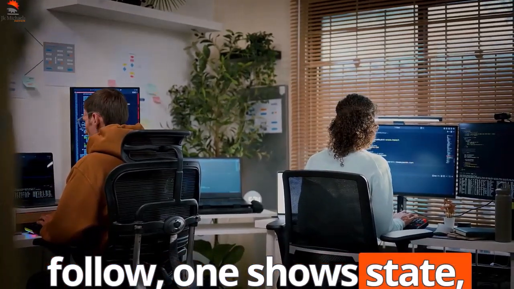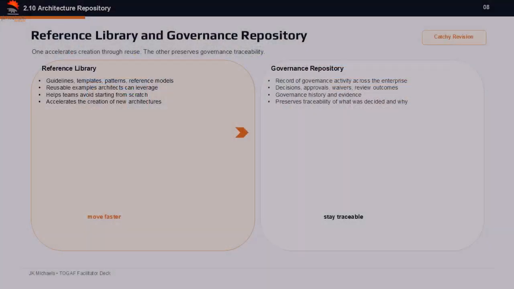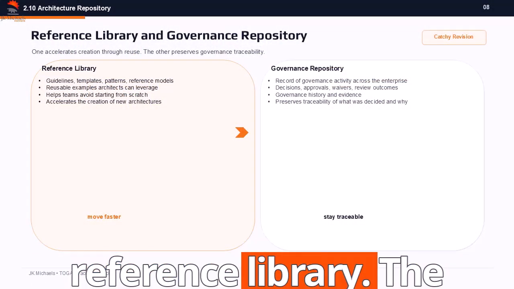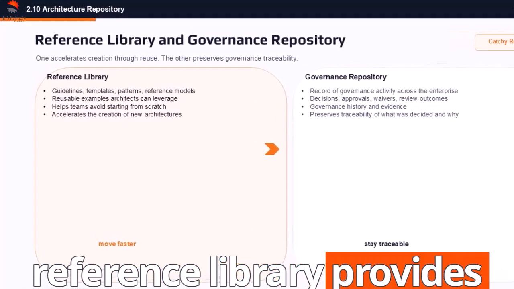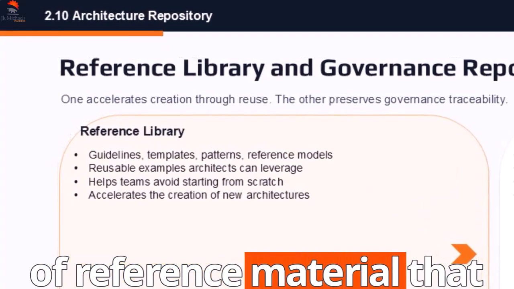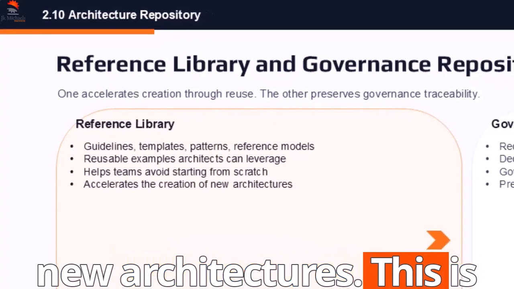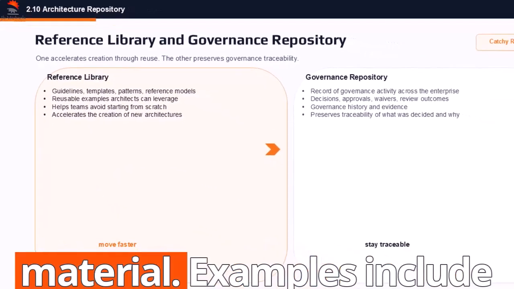One shows state, the other defines rules. They are not the same thing. The fifth component is the reference library. The reference library provides guidelines, templates, patterns, and other forms of reference material that can be leveraged to accelerate the creation of new architectures. This is about reusable supporting material.